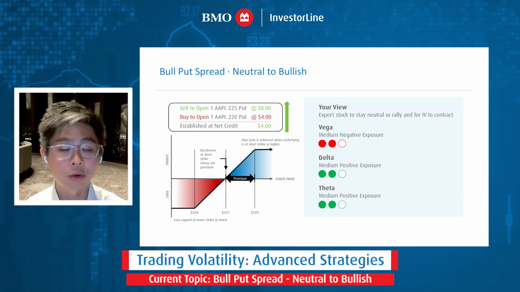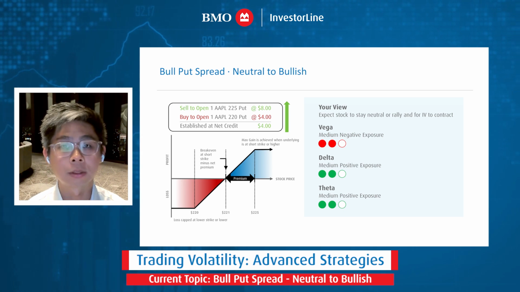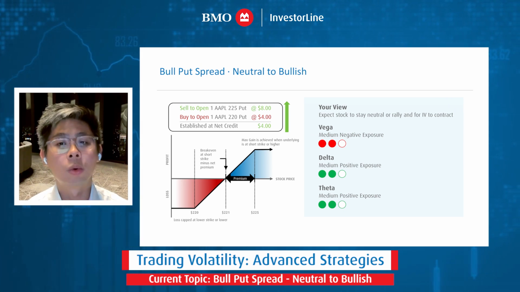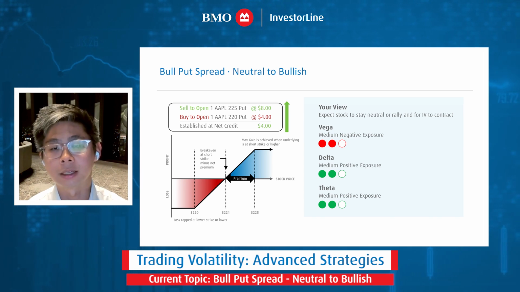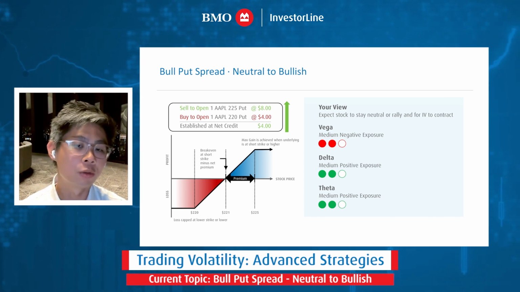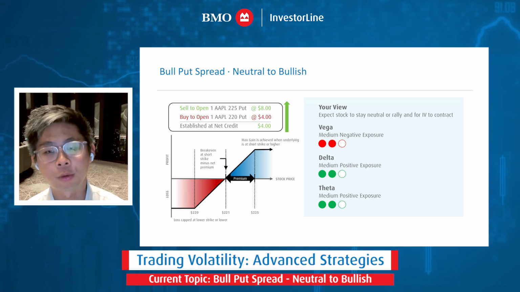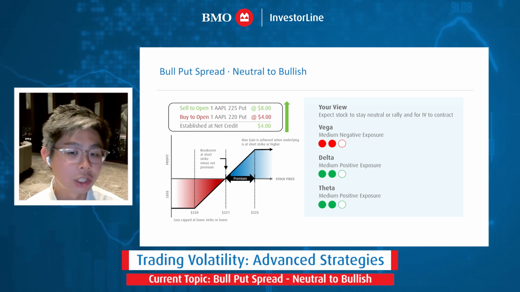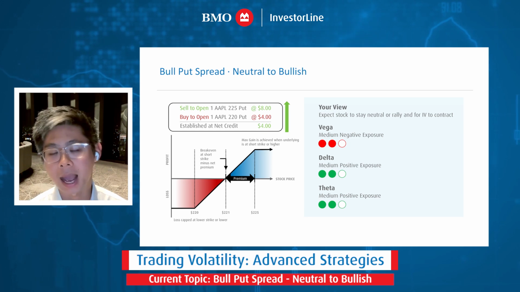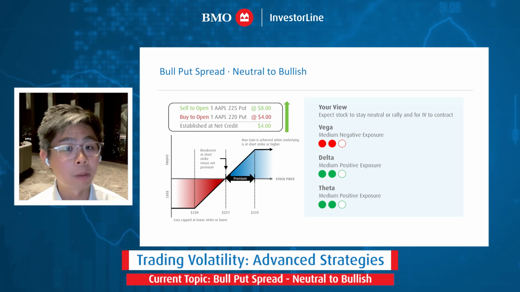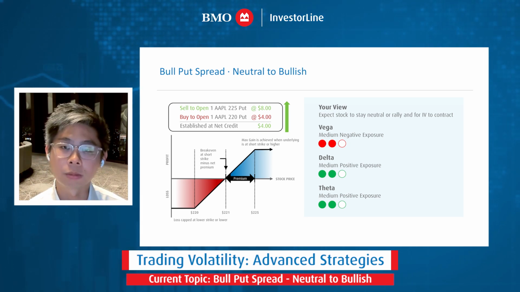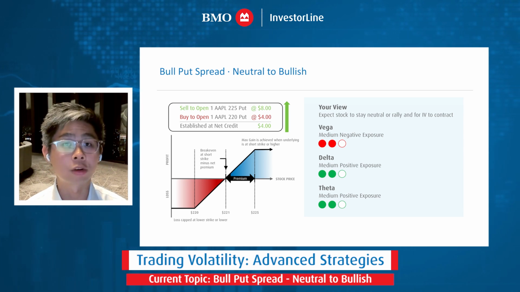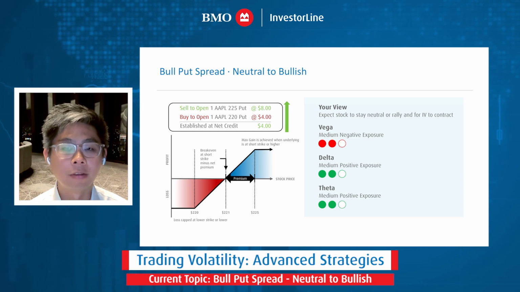So with this credit spread, we are similar to the debit spread, expecting the stock to rally or stay neutral, but what we're looking for is implied volatility to contract. So if you look at the exposure that we have for Vega, Theta, and Delta, very similar to debit spreads, we generally have a medium amount of impact for each one of these strategies, but they are very different in terms of the direction of exposure that we have. So in this example with the credit spread, we have a negative Vega exposure.